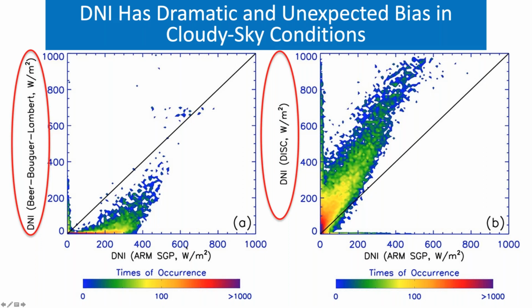The horizontal axis is DNI from measurement, and on the vertical axis, you can see it represents DNI. On the left panel, the DNI from the Lambert model. As you can see, because it's an infinitely pinpoint representation of DNI, we underestimate it. On the other hand, if we use some sort of empirical modeling, we overestimate the DNI. And remember, we're talking about cloudy sky situations.